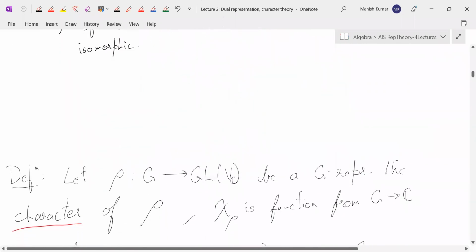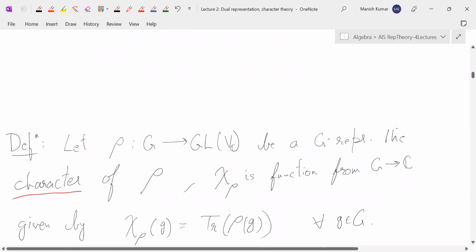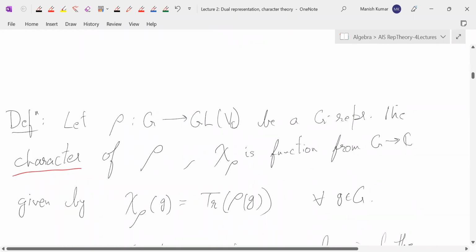Okay. So let's get into character theory. We want to define an invariant of a representation, which, as we will see later in this lecture, is a very useful invariant. That invariant is called the character.